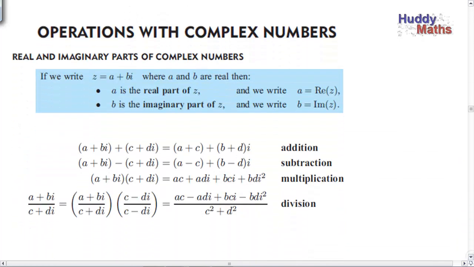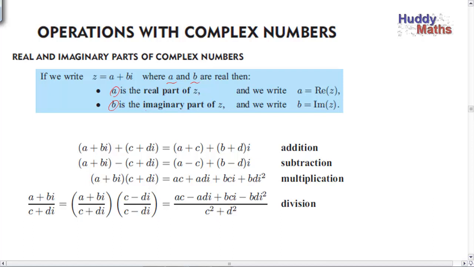Now, I promised you that we would look at doing things with them. Now that we have defined the square root of -1 as the imaginary number i, now let's make sure we can do things. So let's keep in mind that both a and b are real numbers.